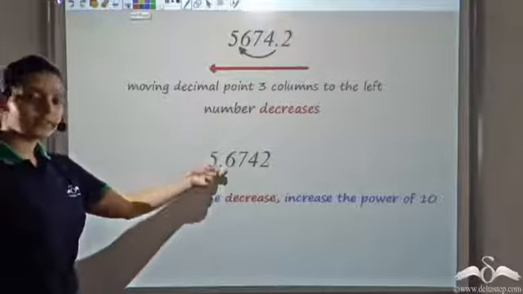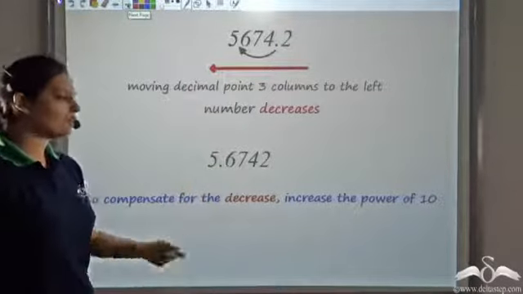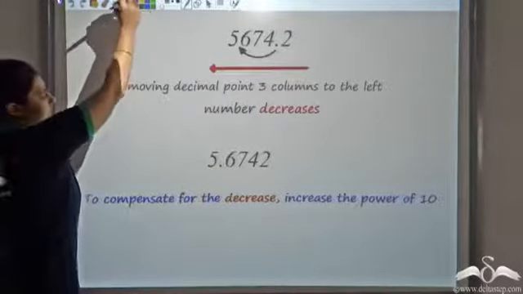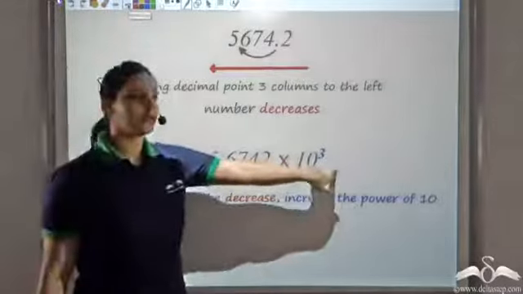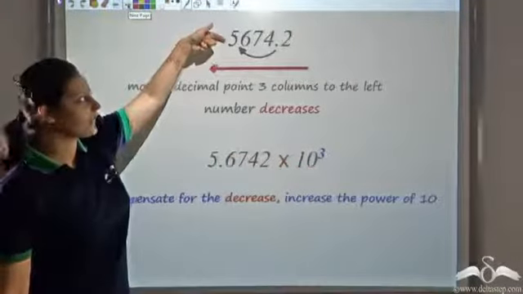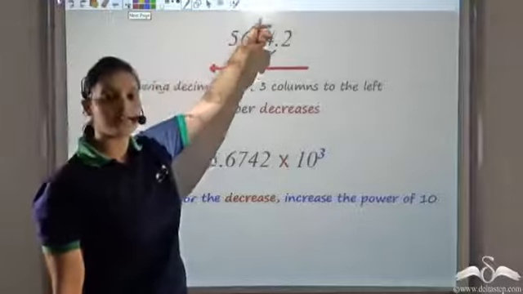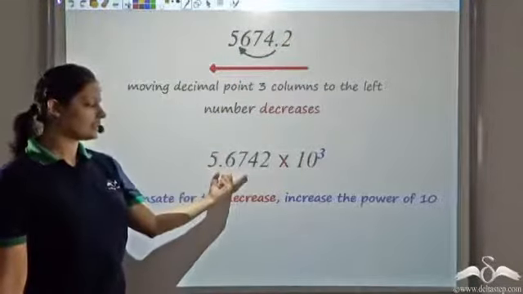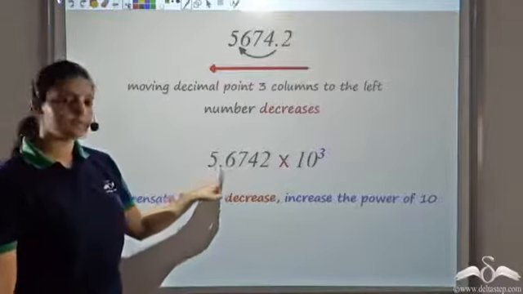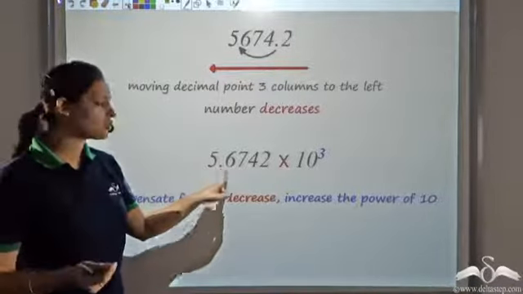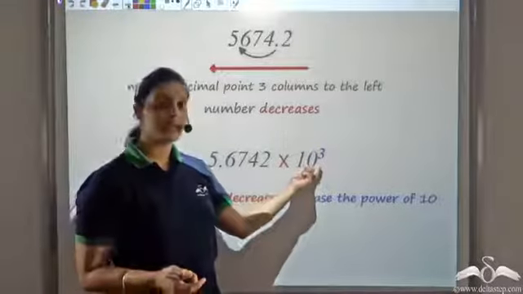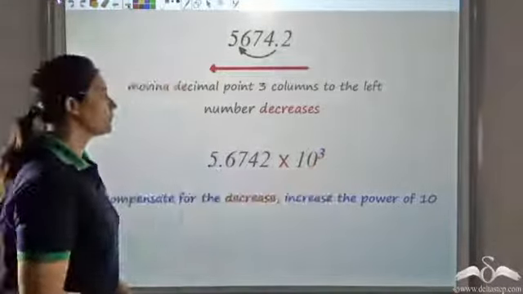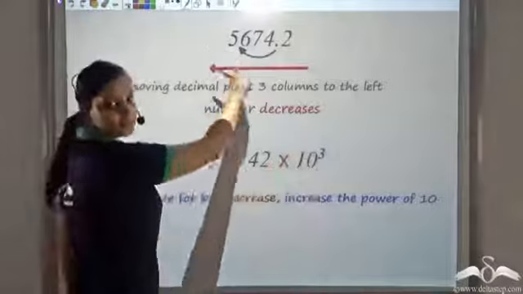So this was the number. To compensate for the decrease, what I do is I increase the power of 10. So I make it 10 to the power 3. So this number, 5674.2, can be written in scientific notation like this. Decimal after the first non-zero digit, multiplier, this is the second part, 10 to the power 3, because I shifted the decimal 3 places to the left.